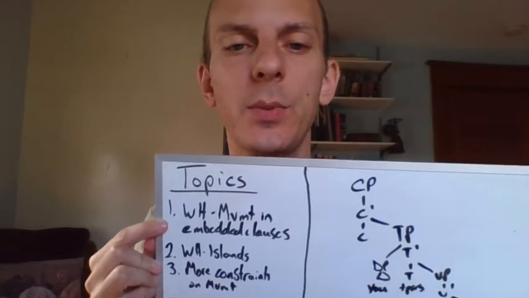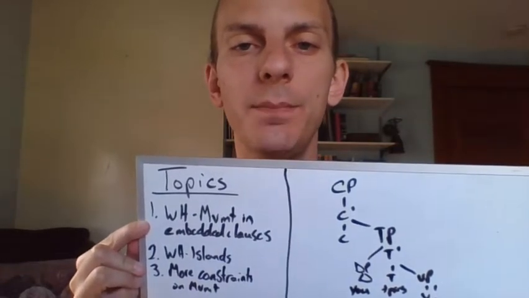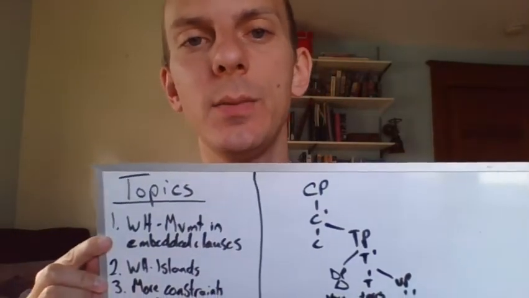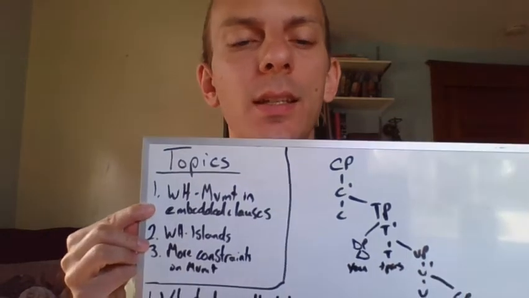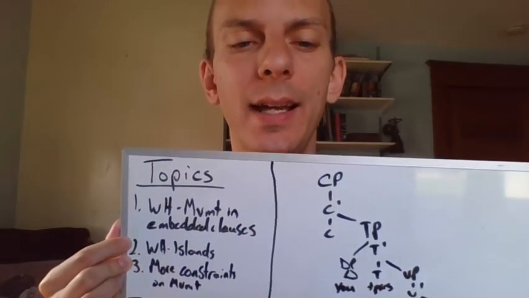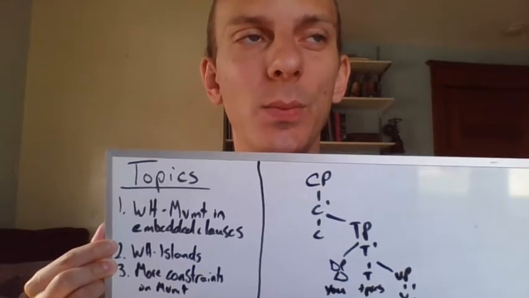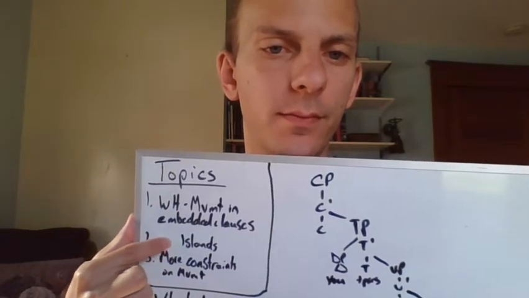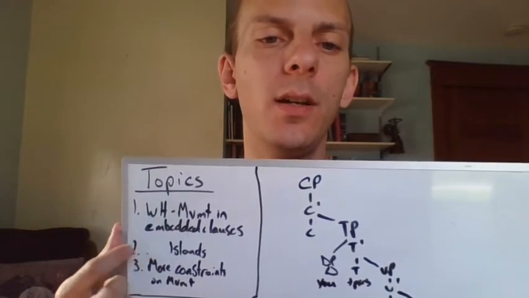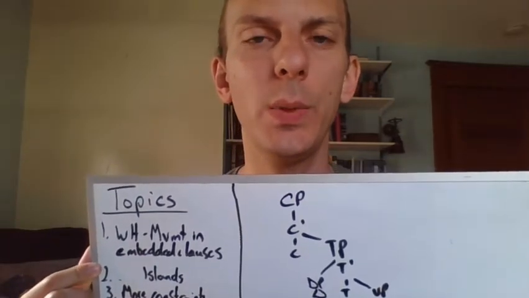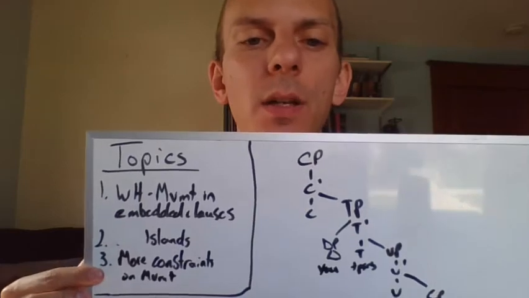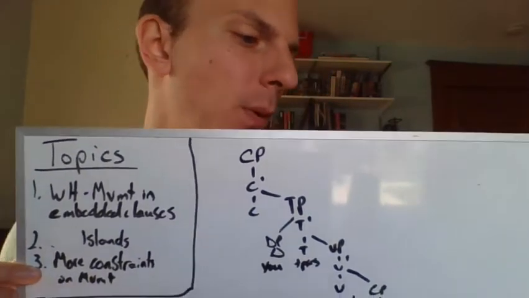Today, our plan is this. We're going to start out by looking at WH movement in embedded clauses. So, when you have a multi-clause construction like, what do you think I ate? We're going to look at those, and then we're going to look at islands, including WH islands. We're going to see that islands are sentences in which you can't move the WH even though you kind of want to. Places where our WH movement breaks down. And that's going to give us some constraints on movement.